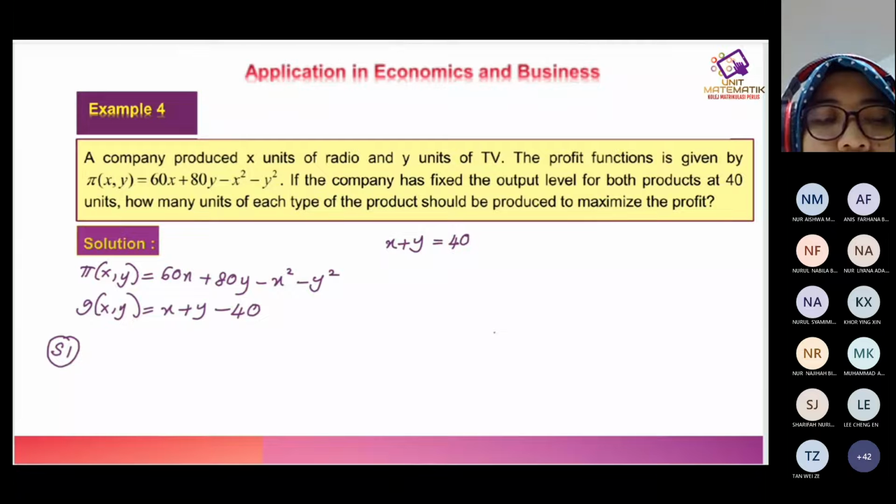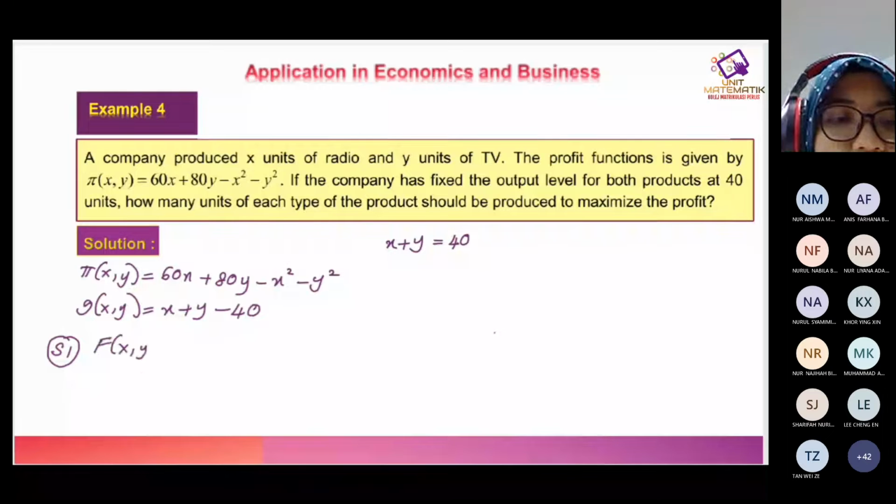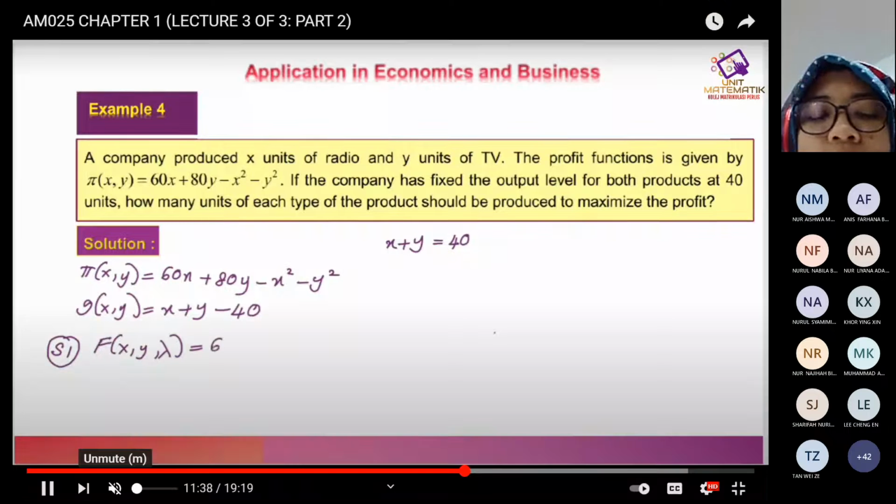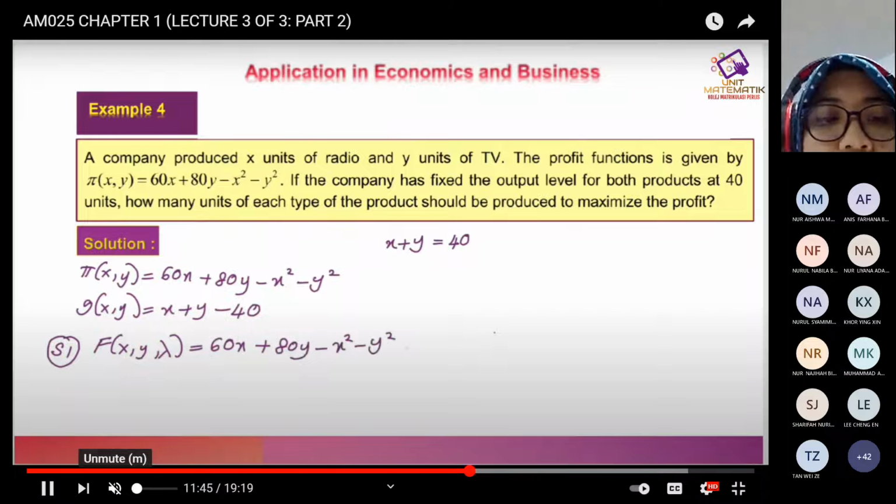Form a new function using the Lagrange multiplier. You write F(x, y). Okay, don't forget, step 1 must be to form a new function, like what is written there. Form a new function, capital letter. Make sure it is capital letter F.